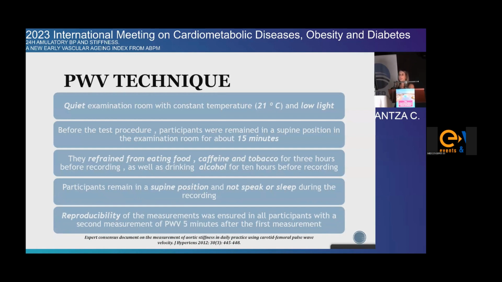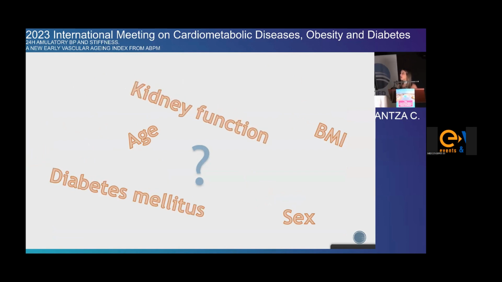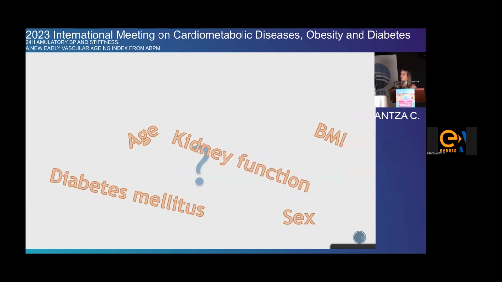Finally, we need to have more measurements. We need almost 3 measurements, 5 minutes after the first measurement, in order to ensure that we are correct with the first one. So, besides all these clinical problems, the problem is that pulse wave velocity by its own doesn't evaluate other determinants of early vascular aging, such as age, sex, BMI, diabetes mellitus, and kidney function.